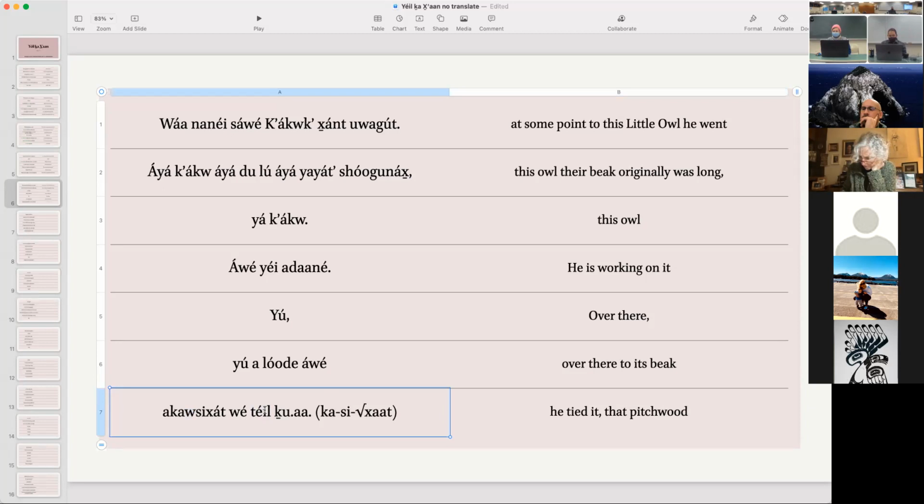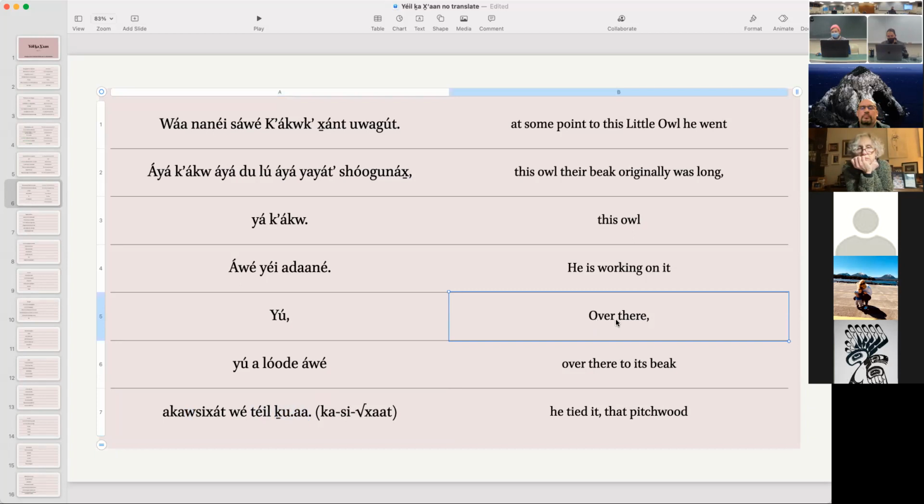And so the ku'a in this case, I wouldn't even translate. It doesn't really mean therefore or something like that. It's just pointing towards what we're talking about. It's saying that's what he tied to the beak. Then we could go through and, you know, I might say there to its beak, he tied it, that pitch wood. And, you know, it's up to you folks how you ultimately, like say you get into translation work and you start getting something ready for publication. Some people might say, raven tied pitch wood to its beak there. But that'll be your decision when it comes to your time to be the next Tlingit translator who's putting books out. Okay.